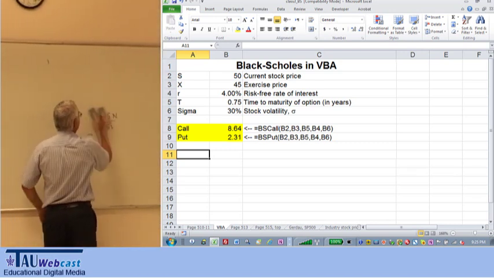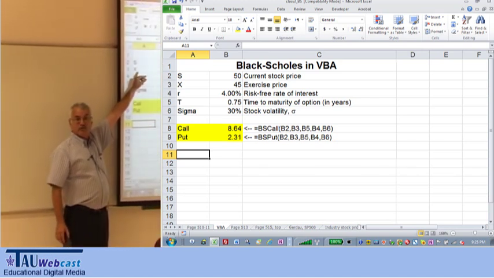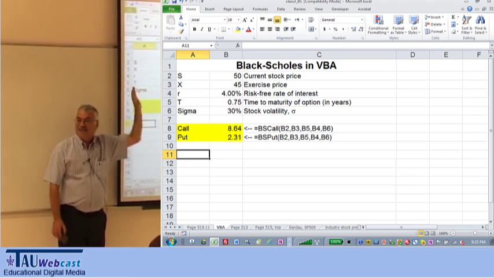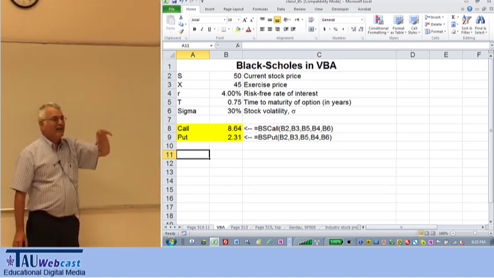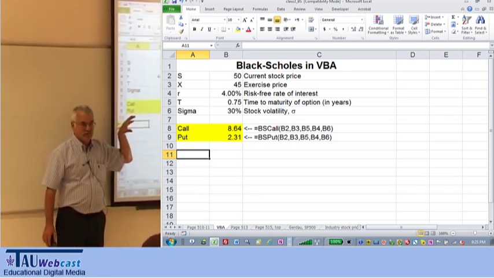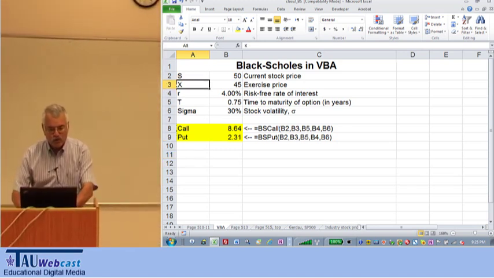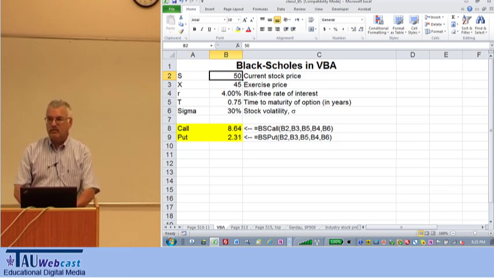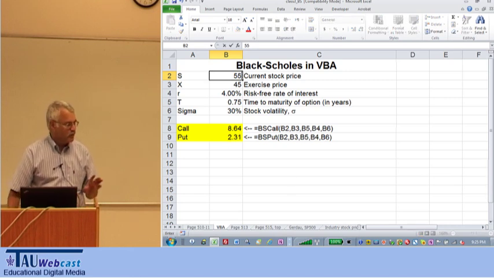Presumably, when I do an option pricing model, everybody agrees on the price of the stock. Everybody agrees on the exercise price. The interest rate is actually sort of an interesting question, but option prices are not very sensitive to interest. Try this as an experiment. Raise the price of the stock by 10%. So I'm going to put in 55, and you look at the call price and the put price.